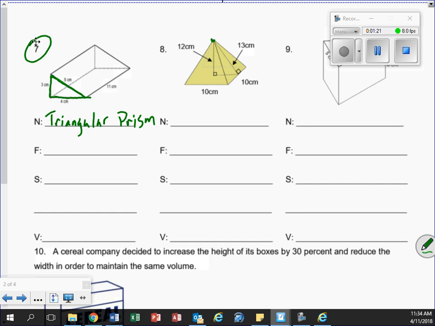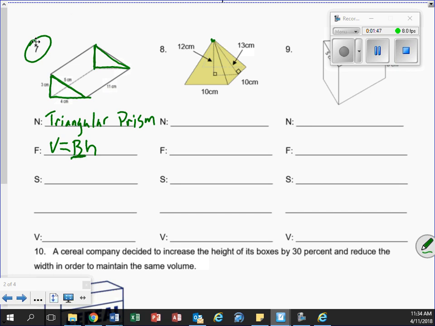All right, so now we have to figure out what formula we're going to use. So you go to your formula sheet, you look for a triangular prism, and you look for the volume. The volume is equal to base times height. Now, the hardest part about this is going to be distinguishing between which height we're going to use. First, we're going to solve for B.